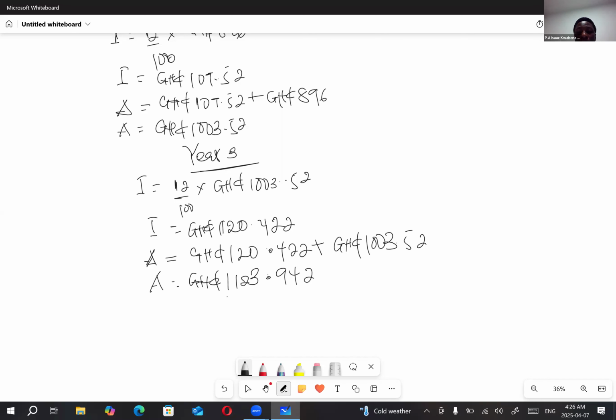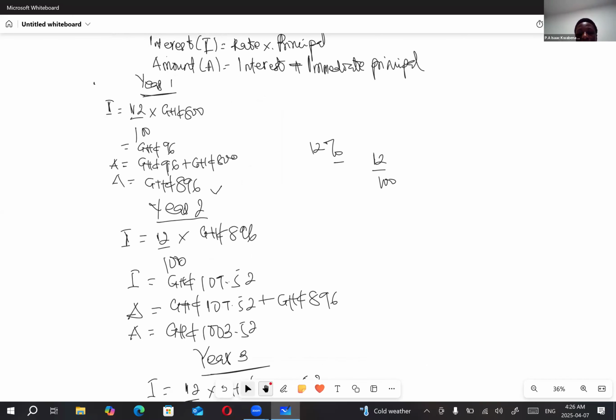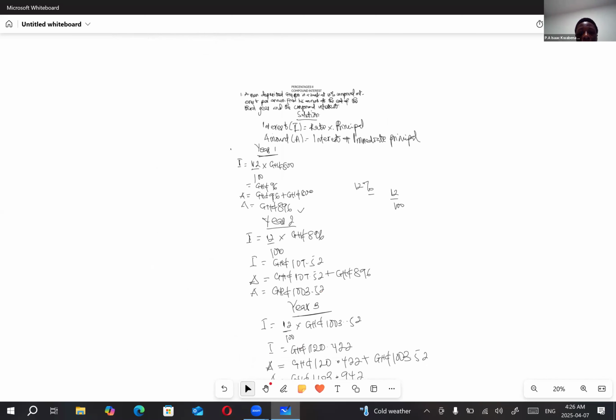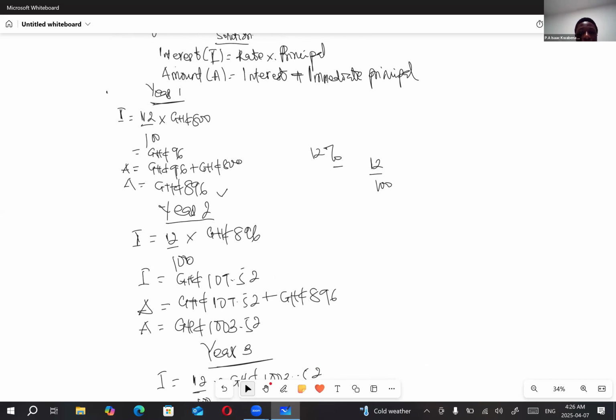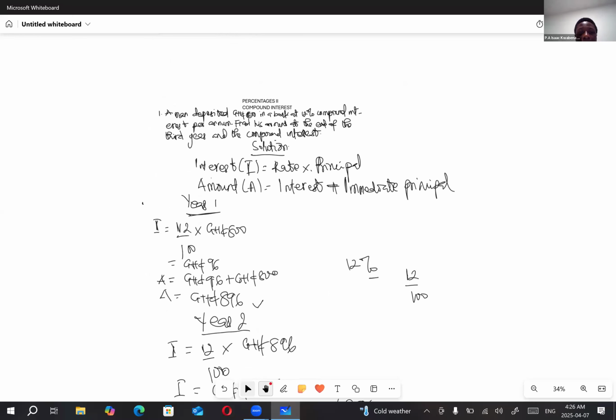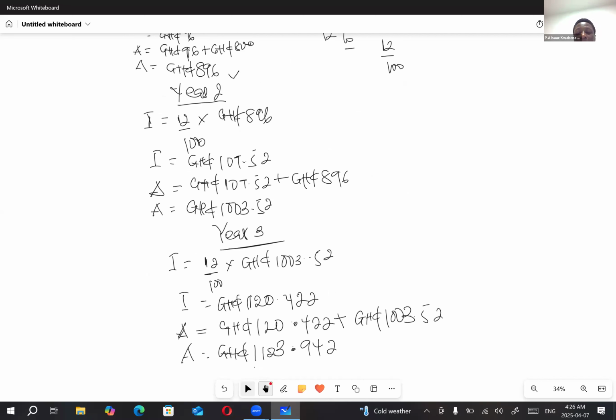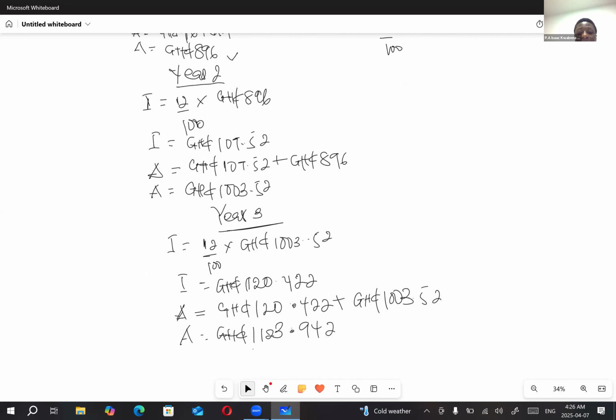So watch. He went to the bank with 800 Ghana cedis. Now, because of the interest he was getting every year, his money now is 1,123.942.